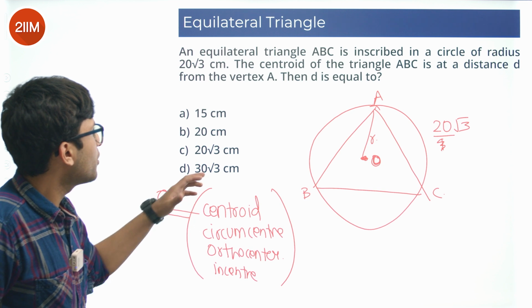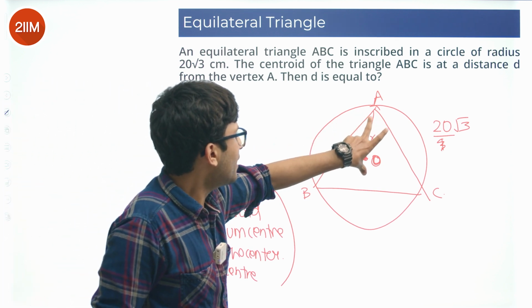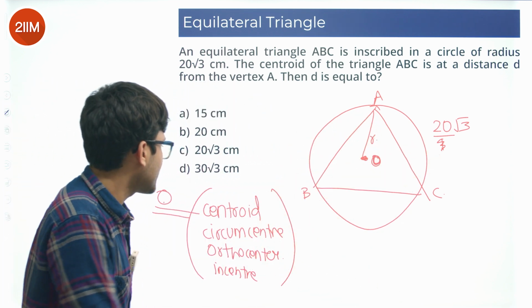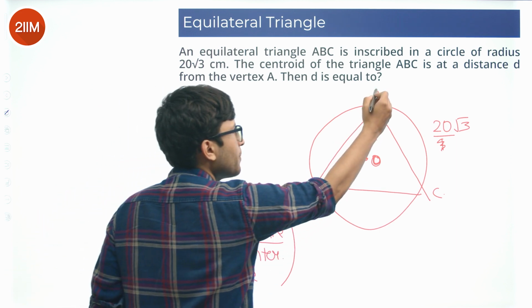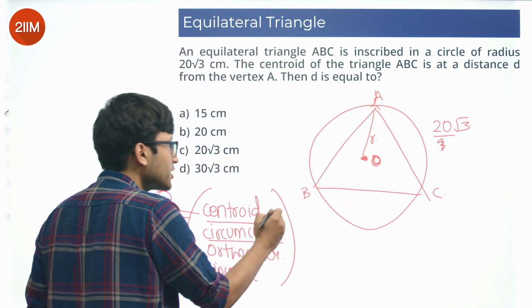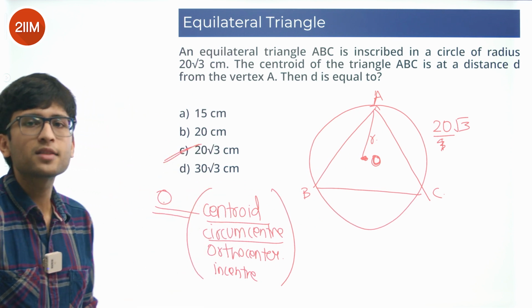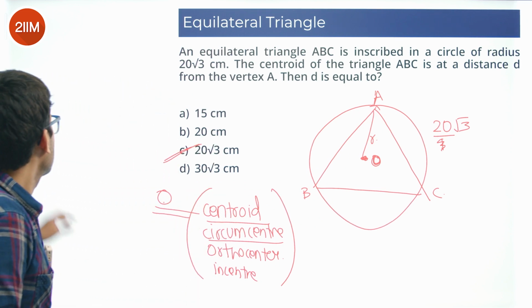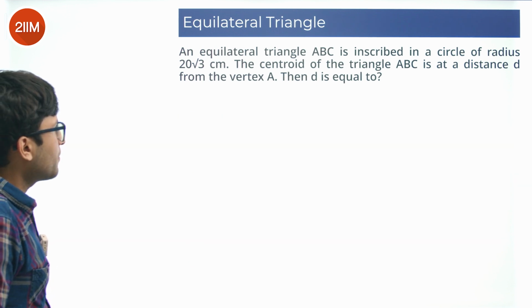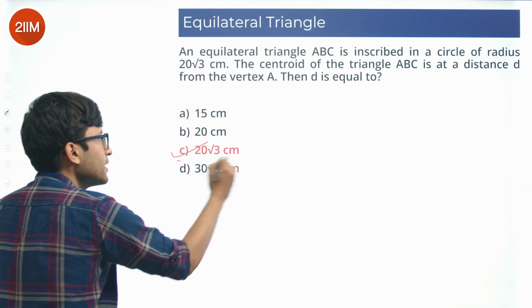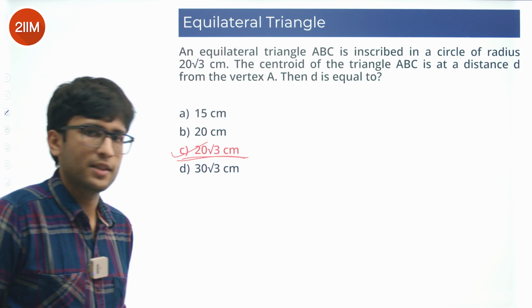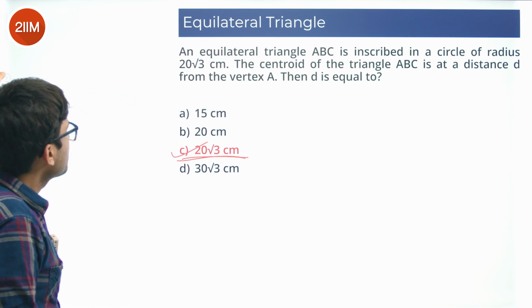So directly we know that if the distance R is 20 root 3, which is the distance from circumcenter to the point A, then the distance from centroid to the point A would be the exact same, and directly I am getting my answer as 20 root 3. Okay, so let's check. Yeah, directly we got our answer as 20 root 3. No calculations needed. Let's continue.